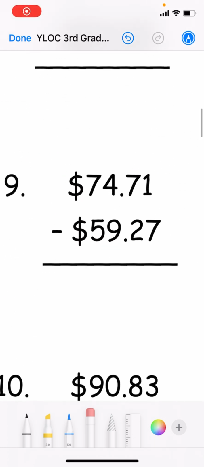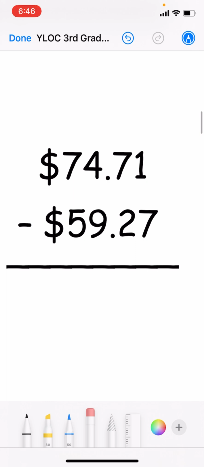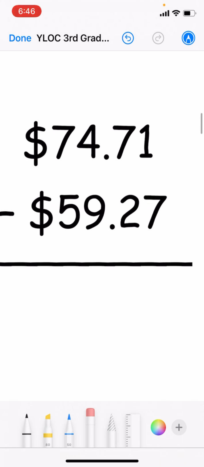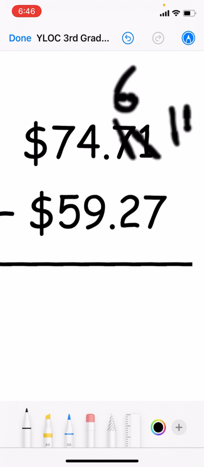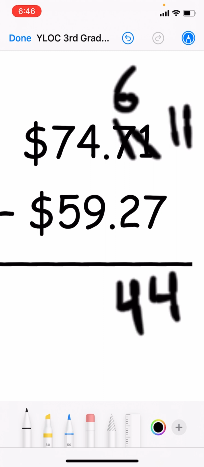Let's do one more. Let's do number 9. $74.71 minus $59.27. So 1 can't subtract 7, so we'll borrow from the tens place. 7 becomes 6, and then 1 becomes 11. 11 minus 7 is 4, and 6 minus 2 is 4.